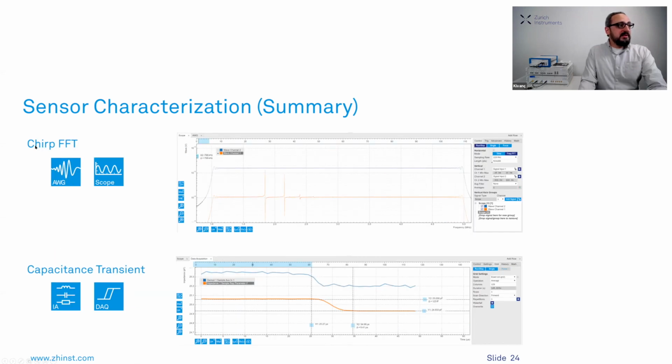Then we did chirp FFT to get a very broad frequency range, frequency response of the instrument very fast. And then we looked at the capacitance measurement, how we configure the impedance analyzer. And with this, I will end the sensor characterization part, and we might have a few questions to answer at this point. So I will give the mic back to Meng.